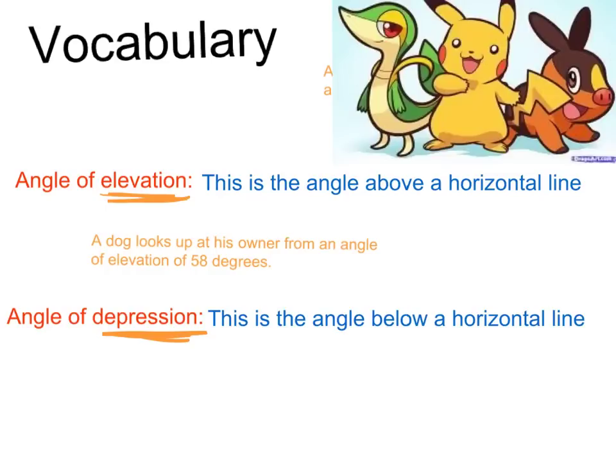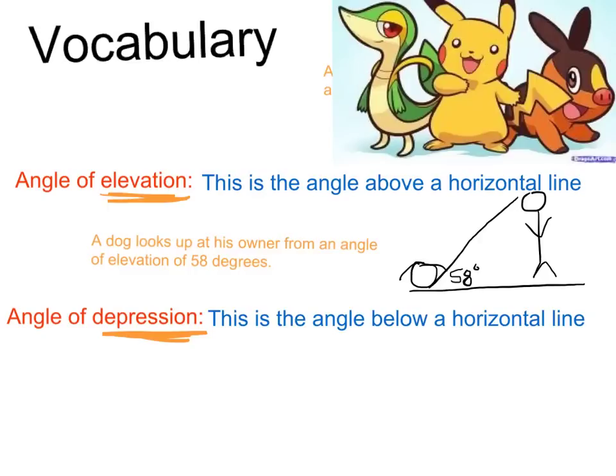Suppose it says a dog looks up at his owner from an angle of elevation of 58 degrees. And this is what you should be imagining. Here's a dog. Here's the horizontal line, and an angle of elevation is looking up. That means that this is 58 degrees right here. And this is the owner. I better draw that more like a dog, huh? All right, I'm going to leave that like that. I can't make it better.